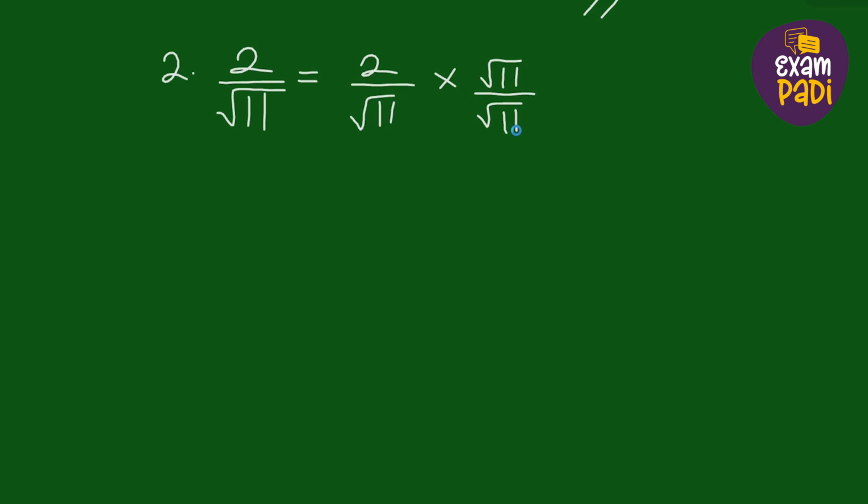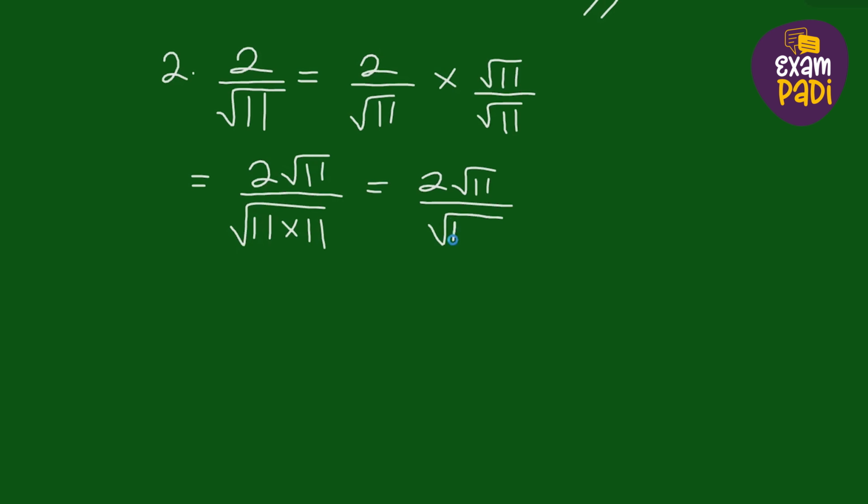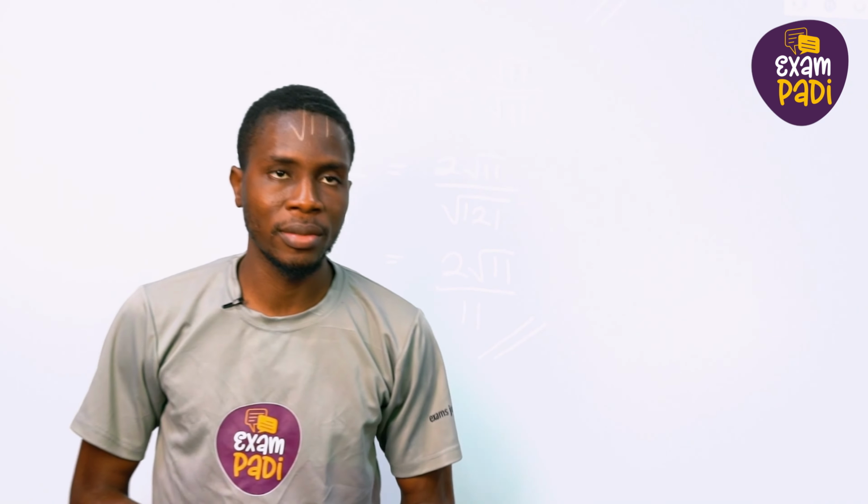So we have 2 multiplied by root 11 to give us 2 root 11 over, in the denominator, root 11 times root 11, and this will be equal to 2 root 11 over square root of 121. 2 root 11 over square root of 121, where the square root of 121 is 11, and our final answer is 2 root 11 over 11. We have come to the end of today's lesson.